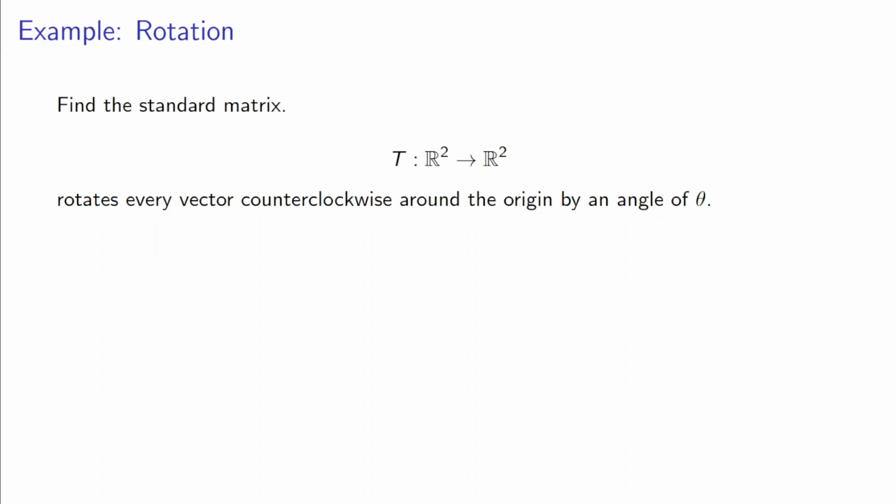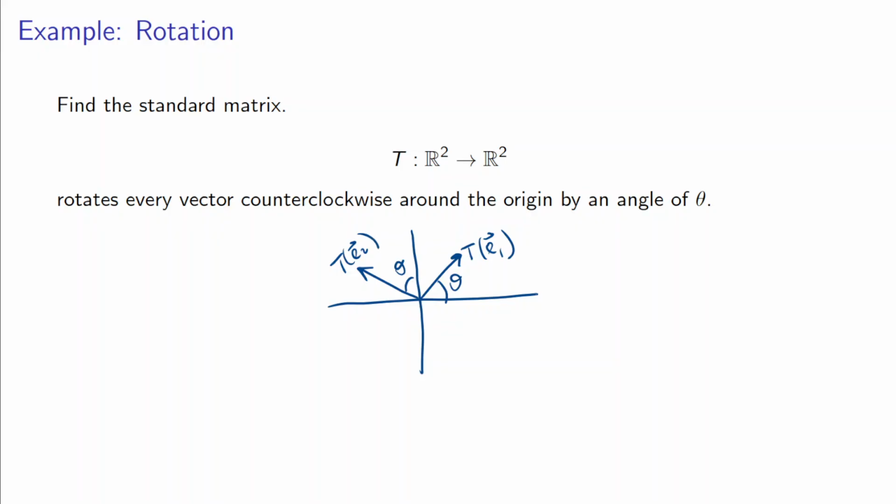One more example here, talking about a rotation. Suppose T goes from R2 to R2 and it rotates every vector counterclockwise around the origin by an angle theta. And so, just to draw a picture here, T of E1 would be rotated from the 1, 0 position by an angle theta in the counterclockwise direction. Look like that. And then T of E2 would end up over there.